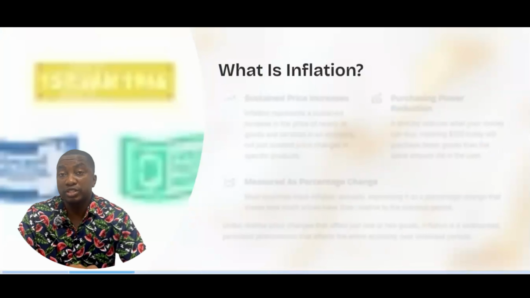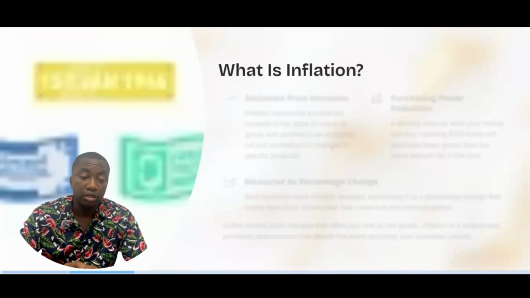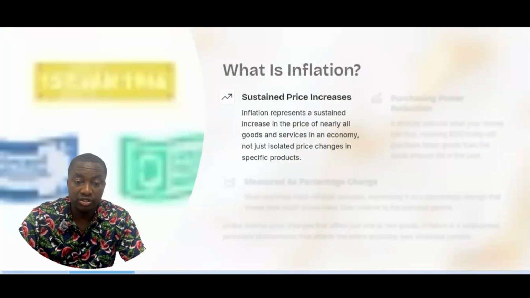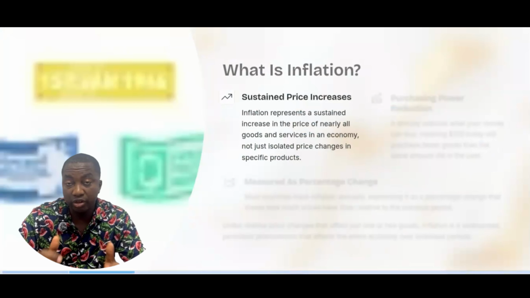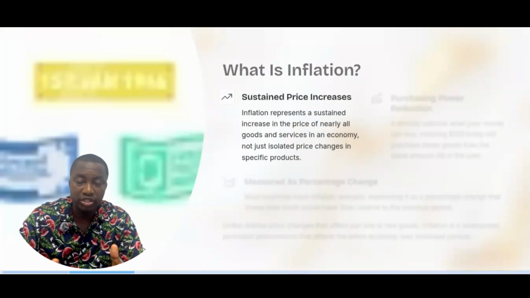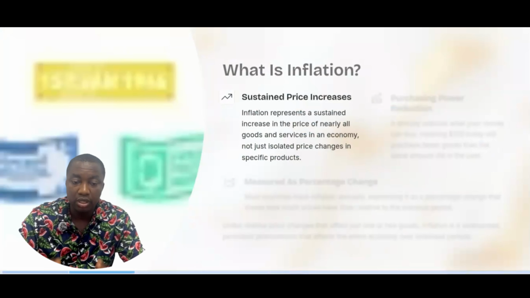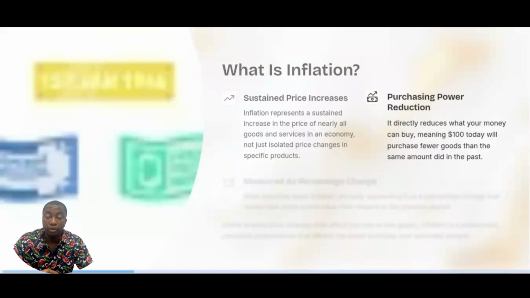So I hope you're prepared for this because there's a lot of stuff to learn here. Let's start with the basics. What exactly is inflation? Inflation represents a sustained increase in the price of nearly all the goods and services in the economy, not just isolated price changes in specific products. A sustained increase in the price of nearly all the goods and services in an economy. That is inflation.